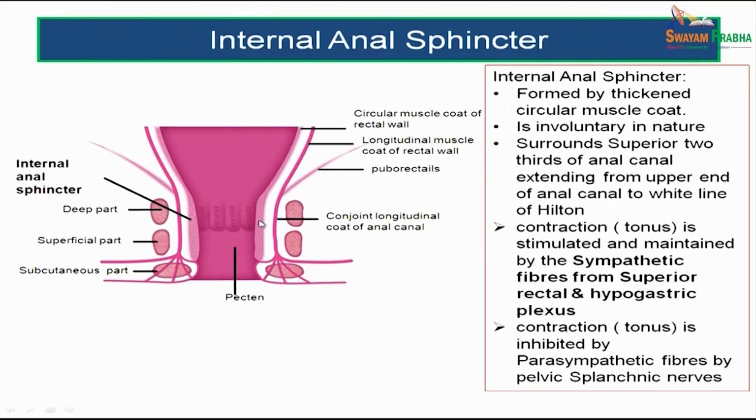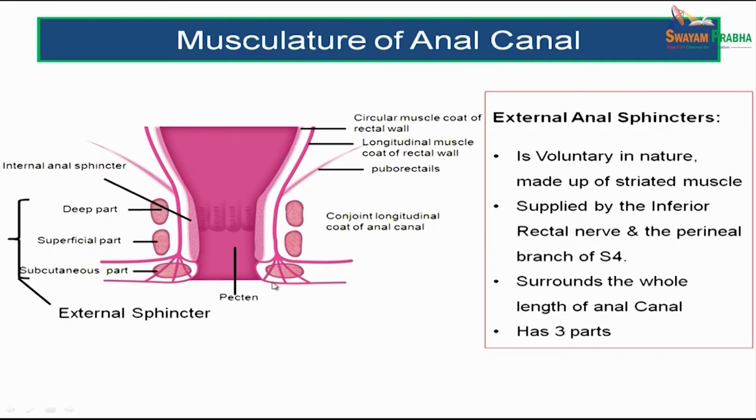The contraction, or the tonus, of this internal anal sphincter is stimulated and maintained by sympathetic fibers which come from the hypogastric plexus. The contraction is inhibited by parasympathetic fibers which come from the pelvic splanchnic nerves. So the internal sphincter is stimulated by sympathetic fibers and inhibited by parasympathetic fibers. The external anal sphincter, in contrast to the internal sphincter, is voluntary in nature. It is made up of striated muscles. As I have already told you, the internal sphincter is supplied by the autonomic nervous system.